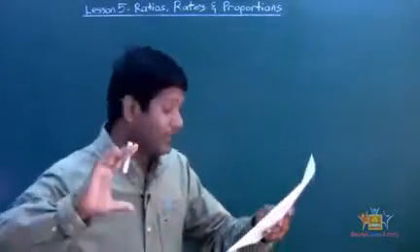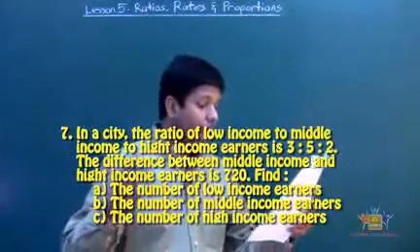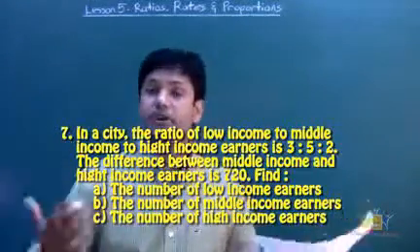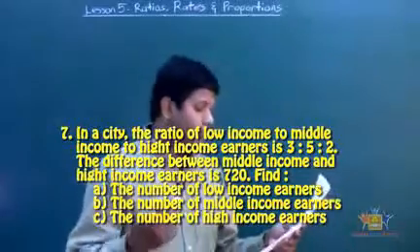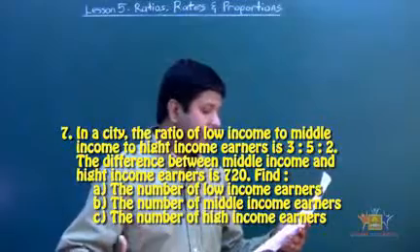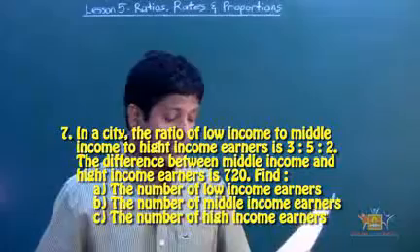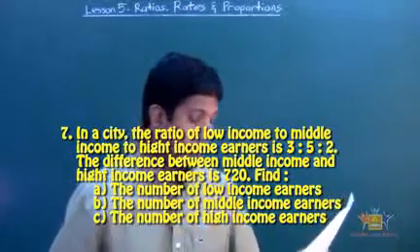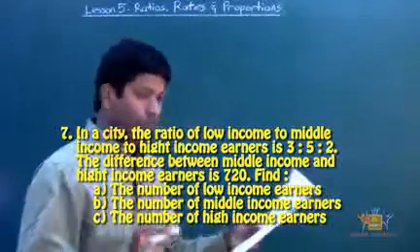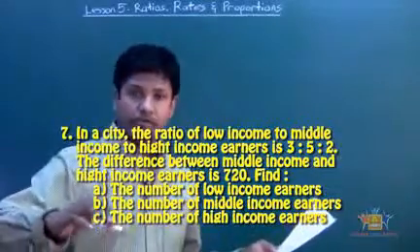Alright, my dear students, let's do problem number 7. Problem number 7 says, in a city, the ratio of low income to middle income to high income earners is 3 to 5 to 2. The difference between middle income and high income earners is 720. Find A, the number of low income earners, B, the number of middle income earners, and C, the number of high income earners.